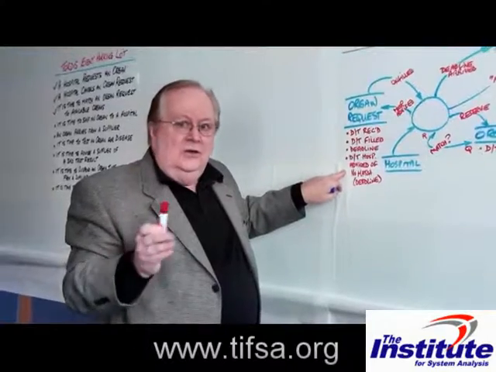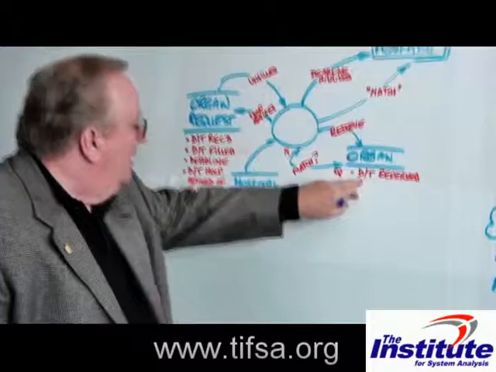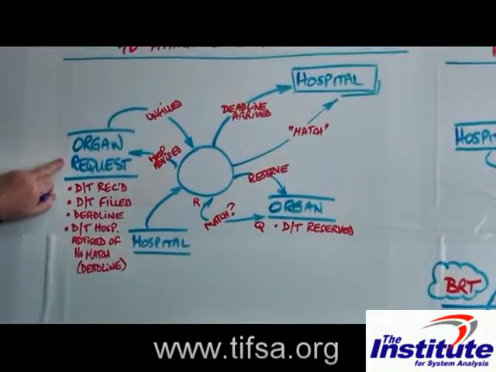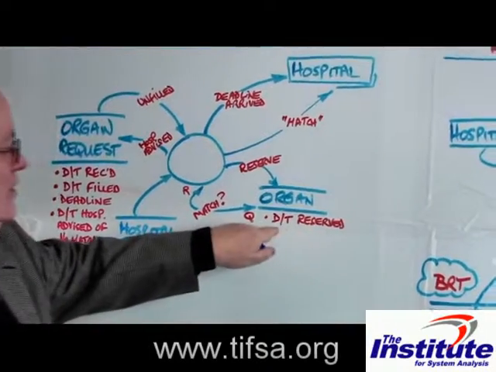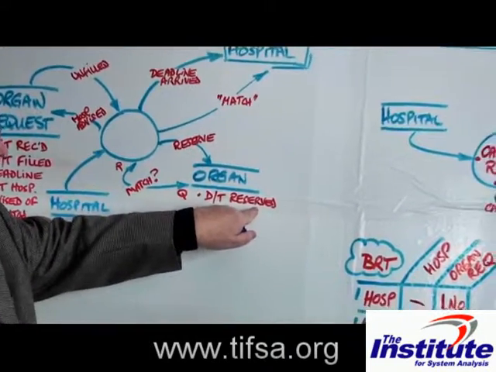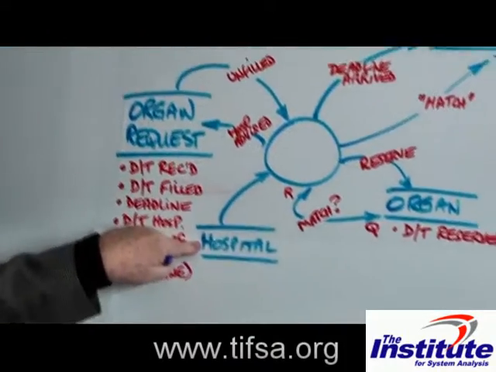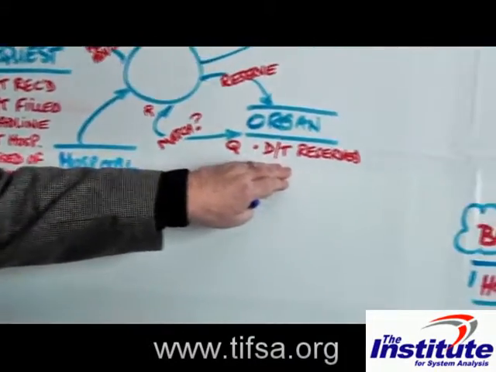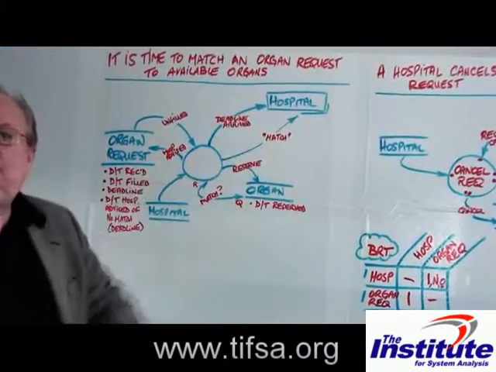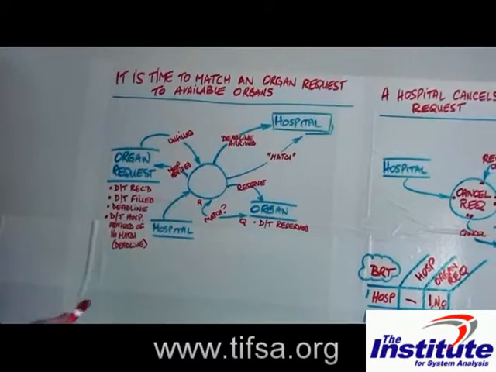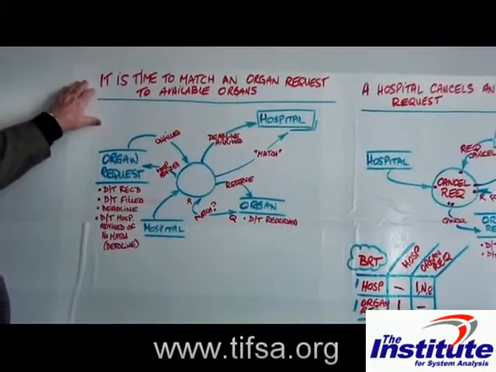And the answer is no, we don't, because the organ that we have linked to that organ request record has date and time reserved. So if we have the date and time reserved here as part of the organ that's joined to the request, which is joined to the hospital, then we know that we've told them, because it says so in the diagram. So having said that, it's time to match an organ request to available organs.